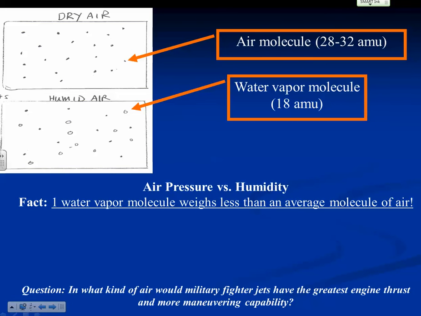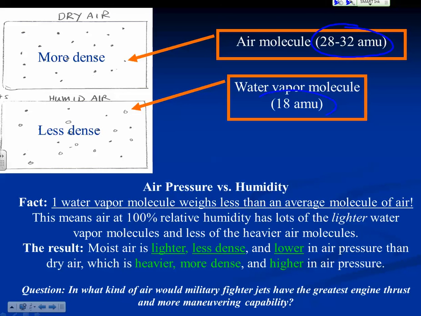Okay, and then the last weather relationship, air pressure versus humidity. And let's start with the fact here. One water vapor molecule weighs less than an average molecule of air. This is kind of counterintuitive. You'd think that the air molecules would be lighter than the water vapor molecules. But it turns out that water vapor is actually much lighter than an air molecule. And you can see the masses I put up here. These are average atomic mass units of air molecules versus water vapor molecules. And they are quite different. Water vapor is quite a bit lower.